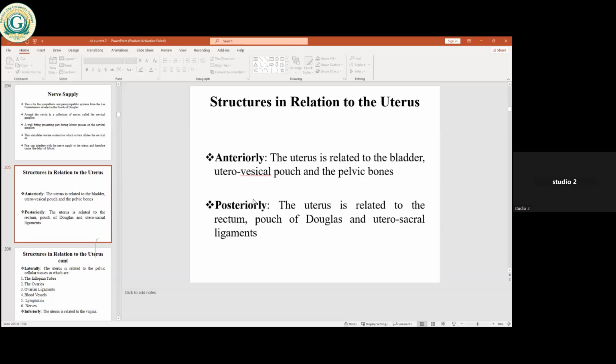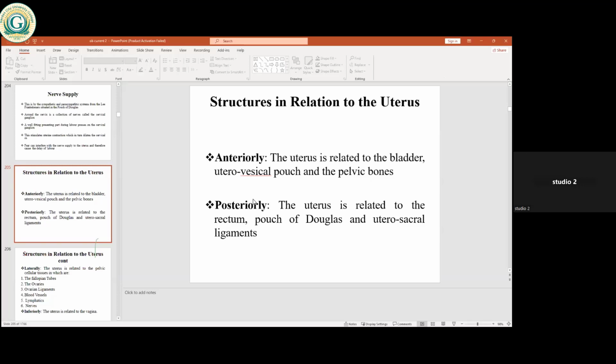When the bladder is full or the rectum is full, it obstructs labor. When the bladder is full, the baby's descent will be slowed down. When the rectum is full, the same thing will happen. And it can lead to problems in delivery.